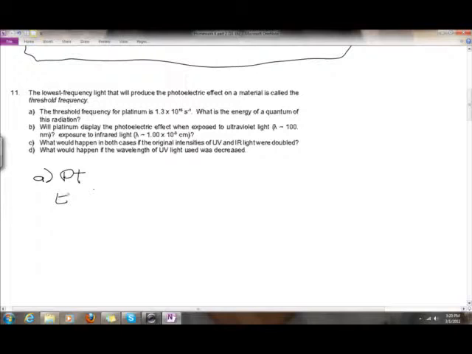or a photon with energy, with a frequency. The energy absorbed will depend on this frequency. And this frequency is the minimum, and it's going to be 1.3 by 10 to the 15 second to the minus 1.